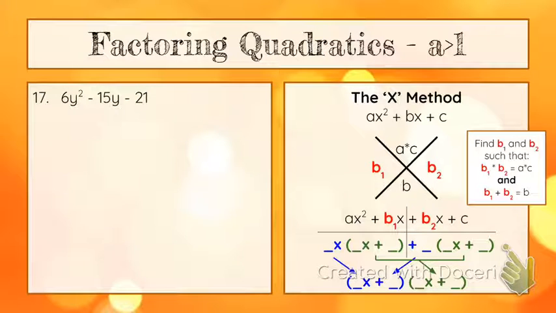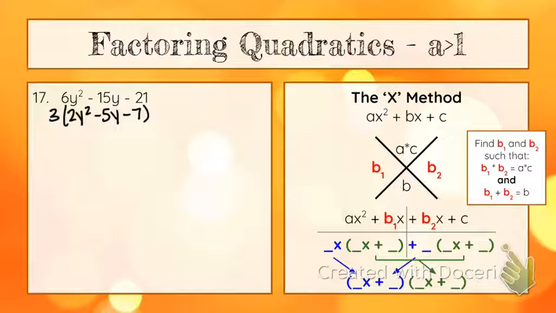Now, all of our questions prior to this have not had a greatest common factor. And I did that because I wanted you to focus on learning the X method. But we always have to remember, no matter what, to check for a greatest common factor first. And in this case, 6, 15, and 21 are all divisible by 3. And this is just going to make your life easier, okay, if you do this. So we're going to take a 3 out, and that's going to leave us with 2y squared minus 5y minus 7. And we just divided every number by 3.